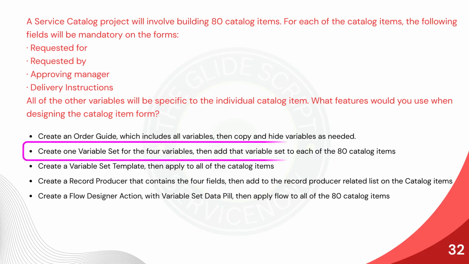And the correct option is, create one variable set for the 4 variables, then add that variable set to each of the 80 catalog items. It is also a best practice.